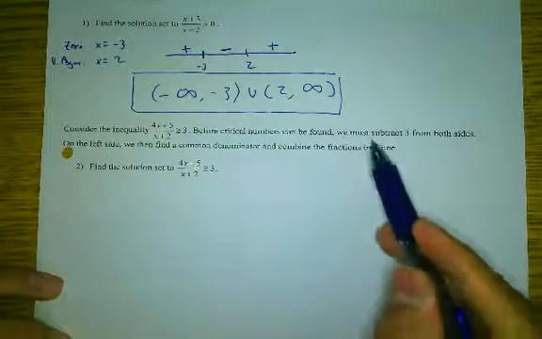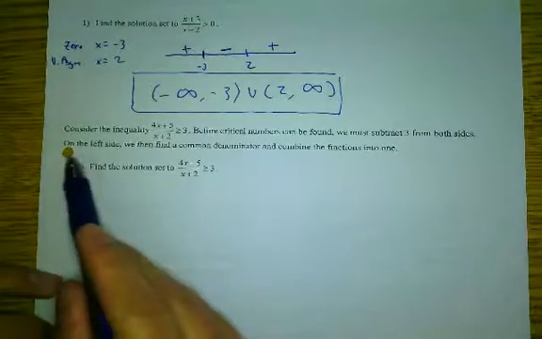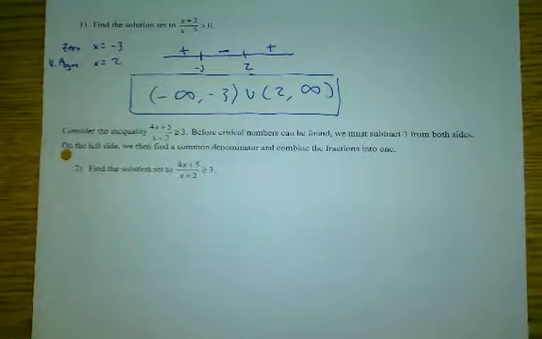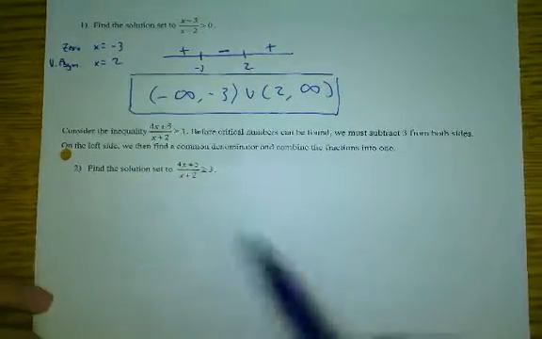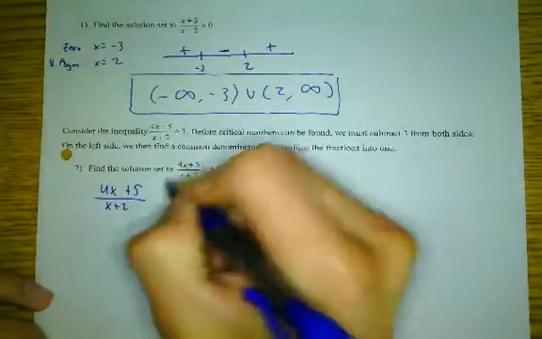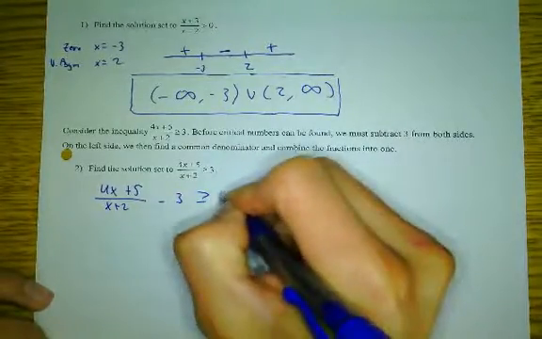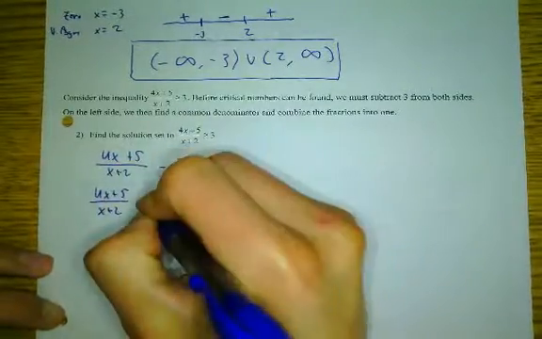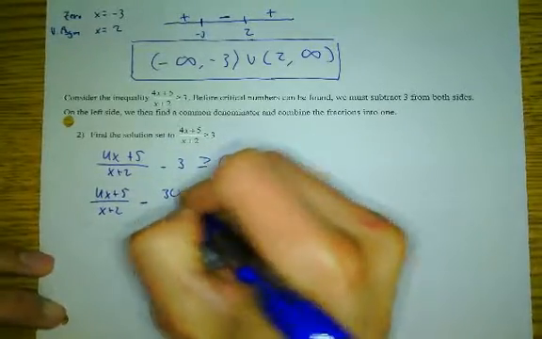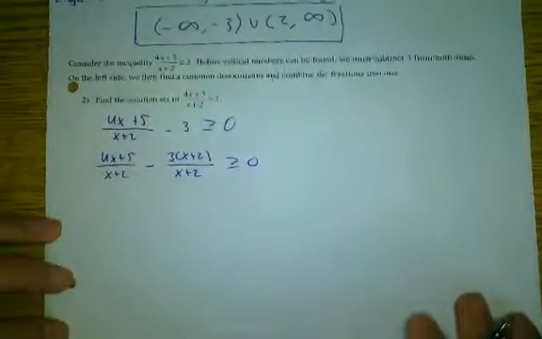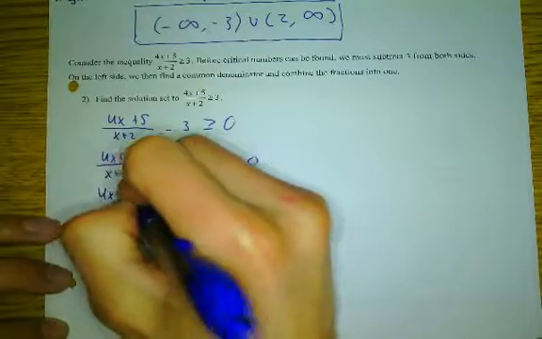So this becomes 4x plus 5 over x plus 2 minus 3 is greater than or equal to 0. Common denominator: 4x plus 5 over x plus 2 minus 3 times x plus 2 over x plus 2 is greater than or equal to 0. 4x plus 5 over x plus 2 minus 3x plus 6 over x plus 2 is greater than or equal to 0. 4x minus 3x is x. 5 minus 6 is negative 1.